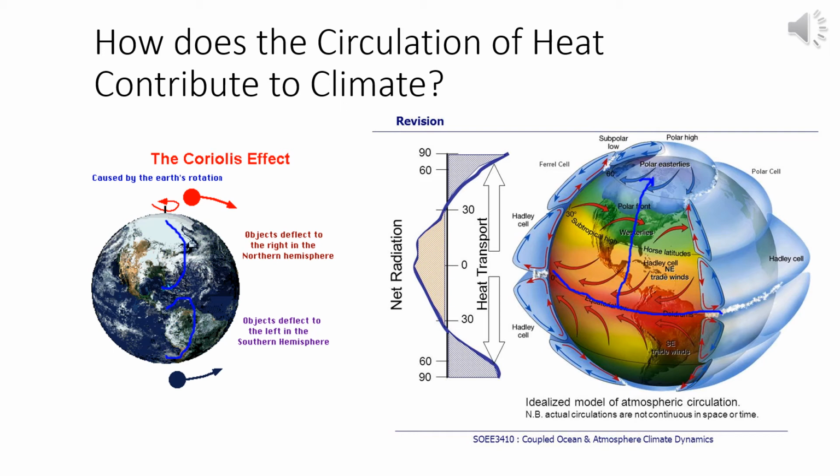Ferrel cells are found between 30 and 60 degrees latitude north and south. These are your temperate areas. Ferrel cells tend to be relatively wet and relatively warm, leading to areas of distinct seasons and very distinct ecosystems.